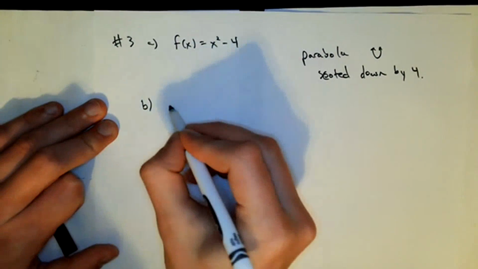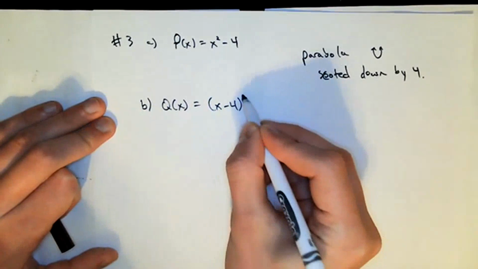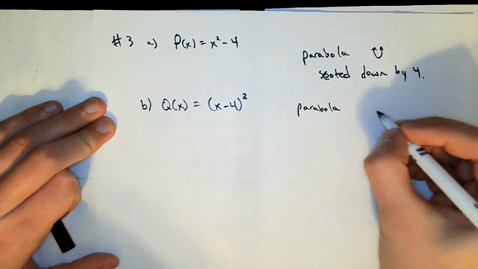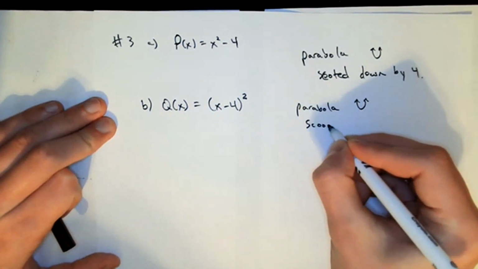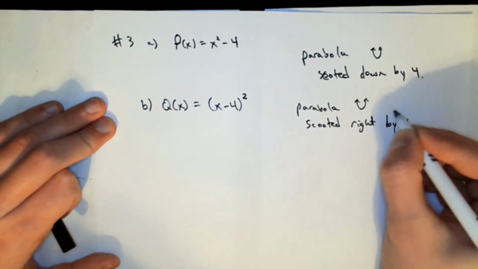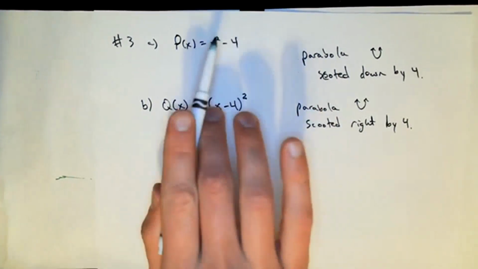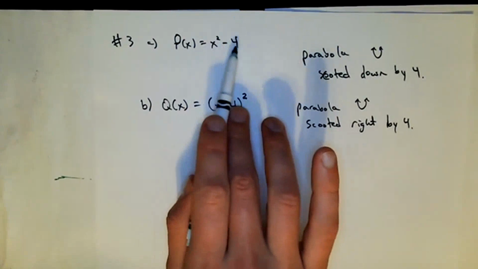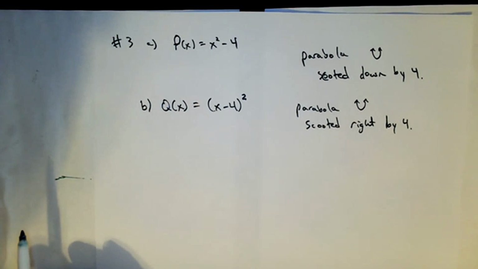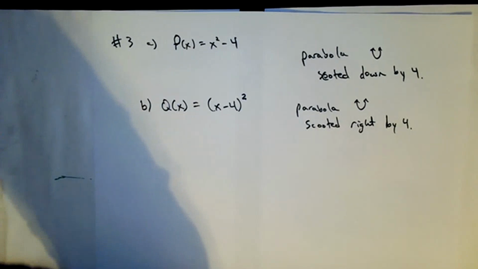And then we have part B, Q of x. This was supposed to be P of x. There we go, Q of x. Now the minus 4 is stuffed inside the parentheses. That's still a parabola though, because of that squared term. But this time it's scooted right by 4, into the positive x-axis. Remember that whether the number being added or subtracted was outside or inside the base function had an effect on whether it was scooting up, down, left, or right. All right.